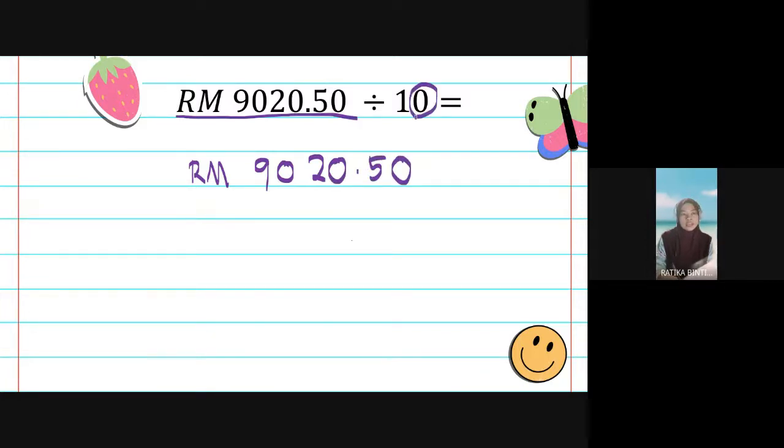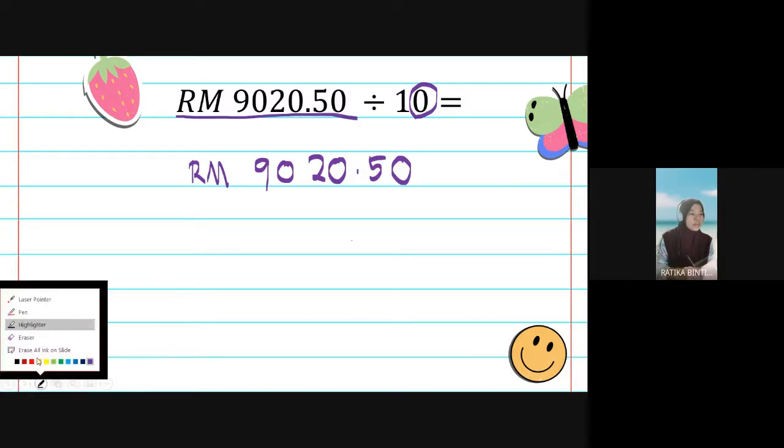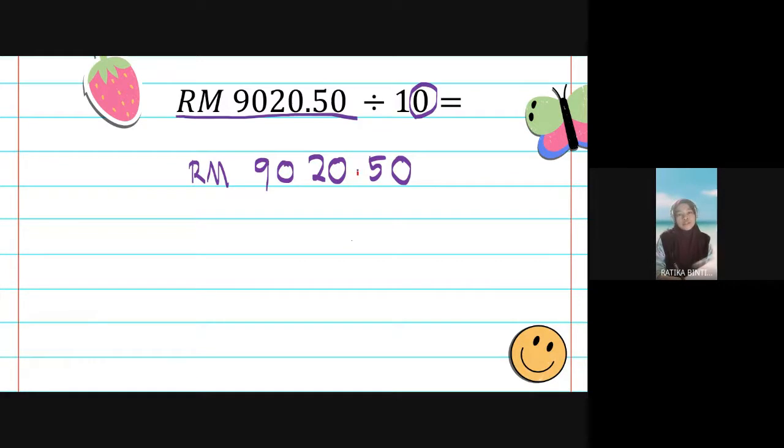And then 10, right? If 10, what do you need to do in division? What do we do? We move the decimal point, okay, to the front one time. Why one time? Because when dividing by 10, 10 has only one zero. So we move here. We only move it once. So the answer will be 902 ringgit and 5 sen.